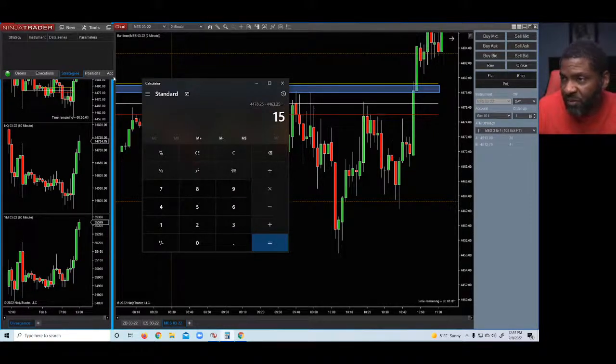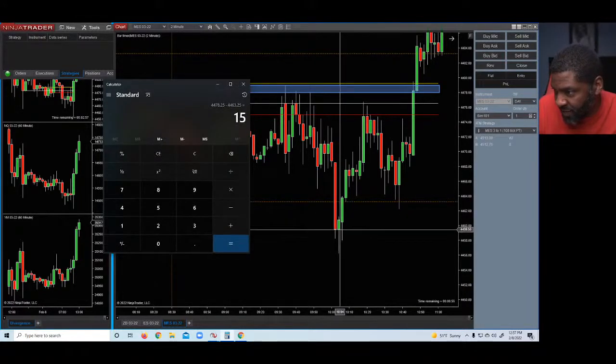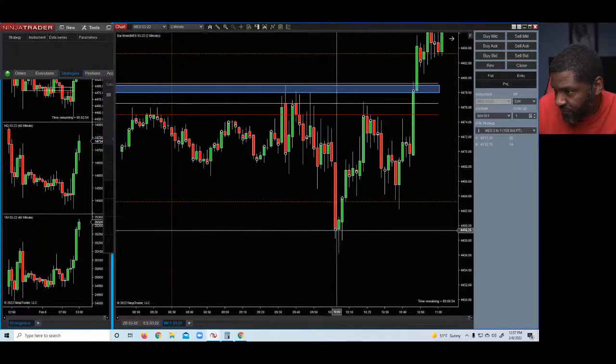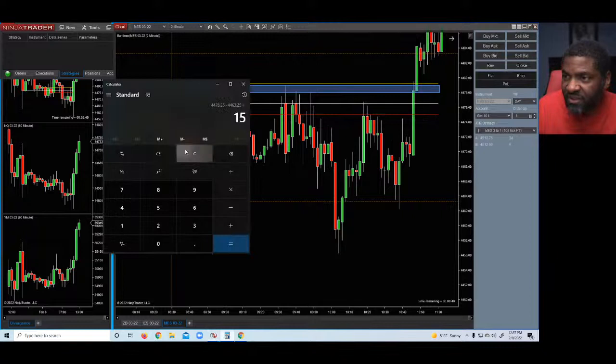44.63.25. 15 points, right? 15 points to there. And if you took it all the way down to just say the close of this candle right here, you say, okay, I'm gonna get out now. It's going back up. 44.59.50, right?